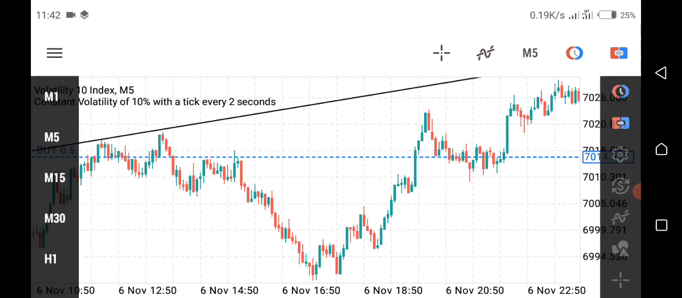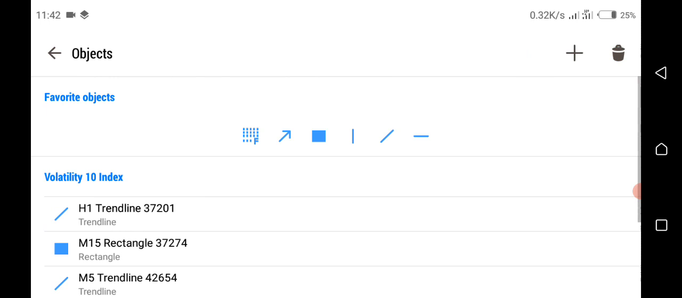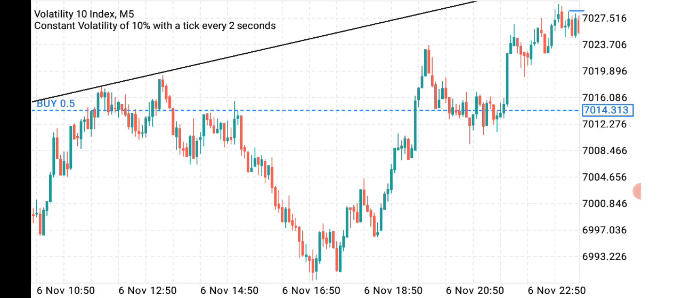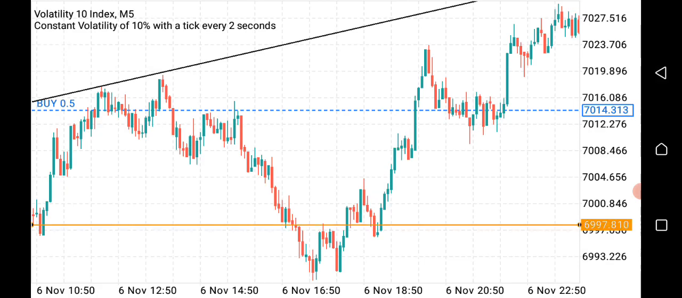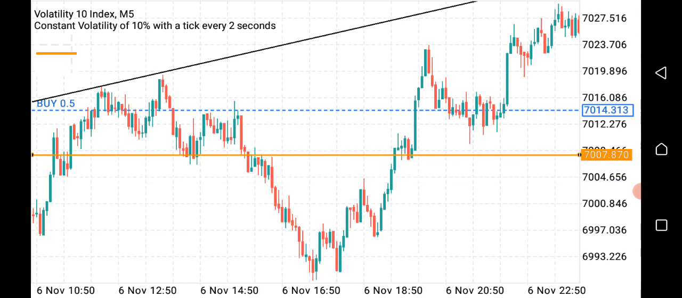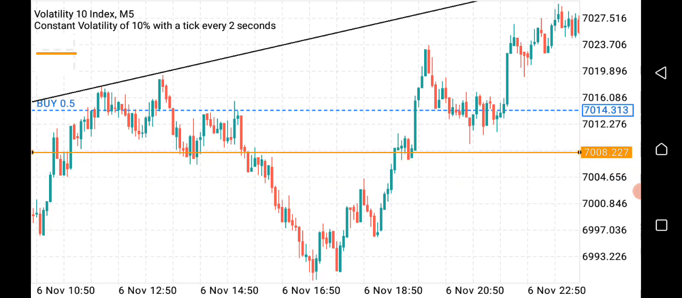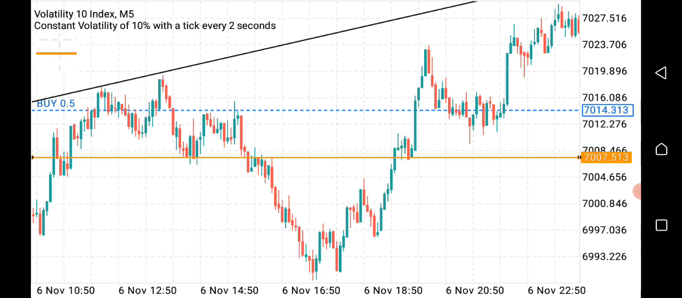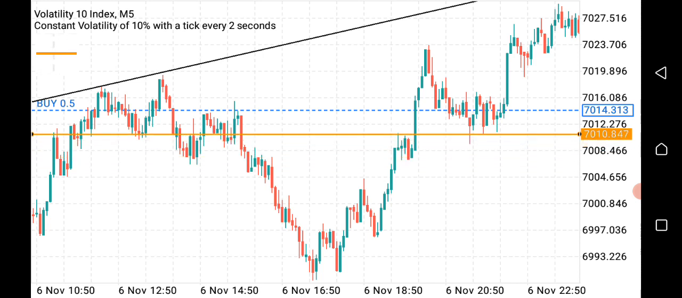First of all, let me bring out one of the levels using this line. Hope you can see this golden line. Remember, the psychology levels are round numbers, right? They end in zeros. And I told you I count Volatility 10 in 5s, like 5, 10, 15, 20, 25. I hope you understand what I mean.